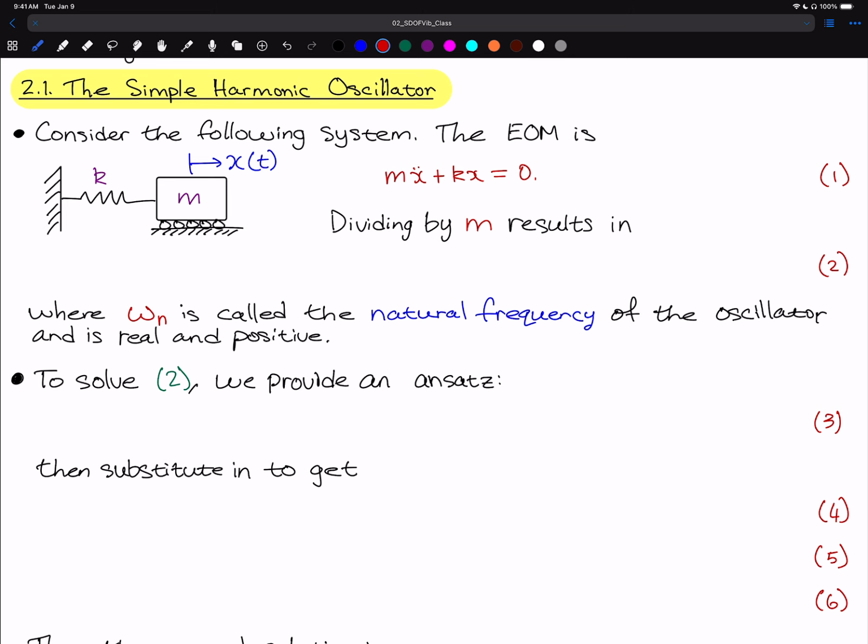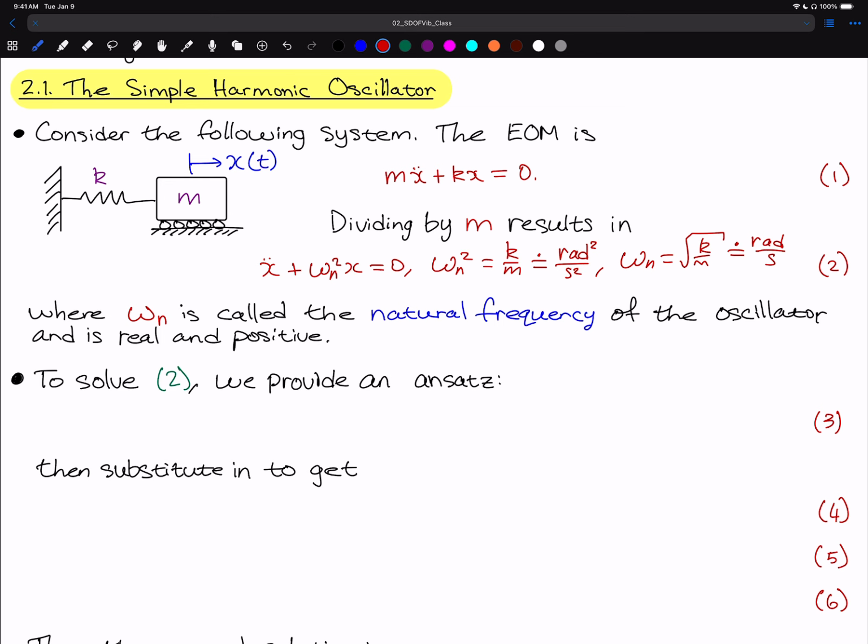We're going to start by dividing this equation by the mass, and this will result in x double dot plus omega n squared x equal to 0, where omega n squared is equal to k over m, and it has units of radians per second squared, such that omega n equal to square root k over m has units of radians per second.